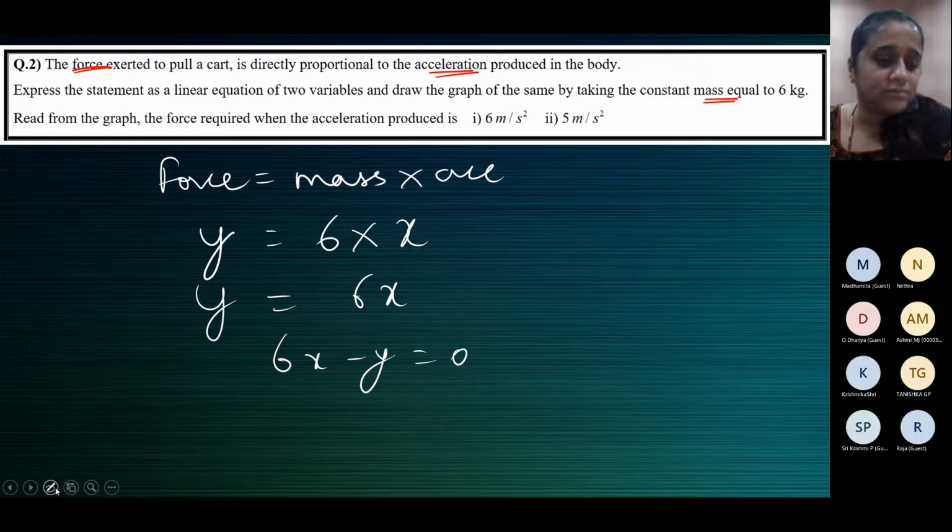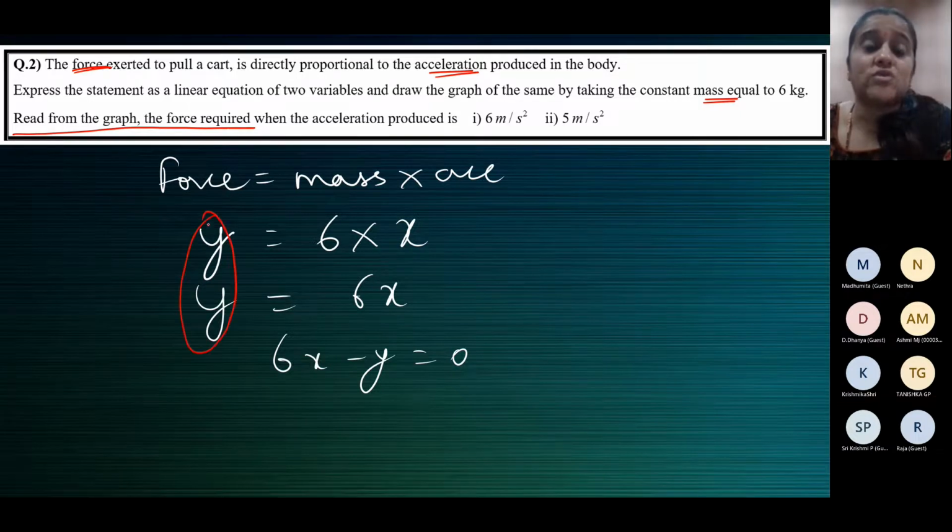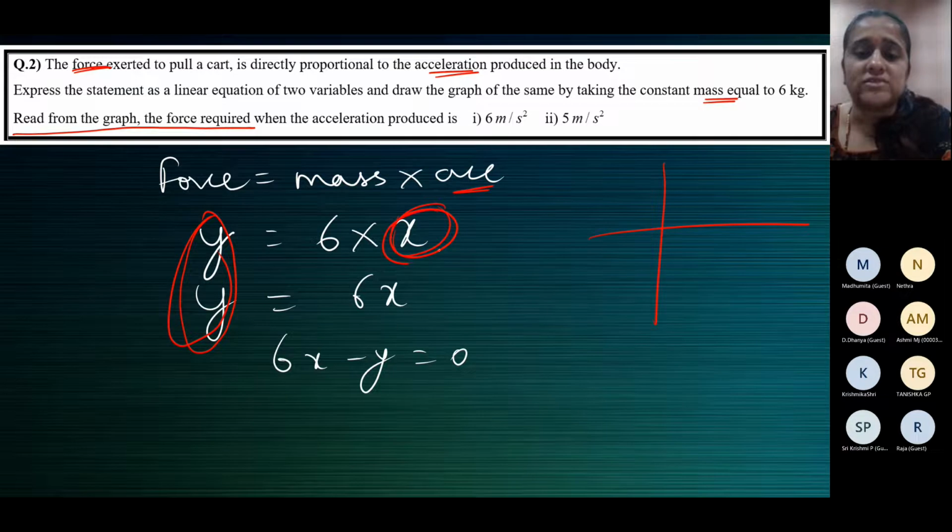The first one is, read from the graph the force required. Now, where are we taking force? On the y-axis, because force is y. So the values of force are along the y-axis. Acceleration is x, so all the values of acceleration are on the x-axis. So the x-axis represents acceleration and the y-axis represents force.